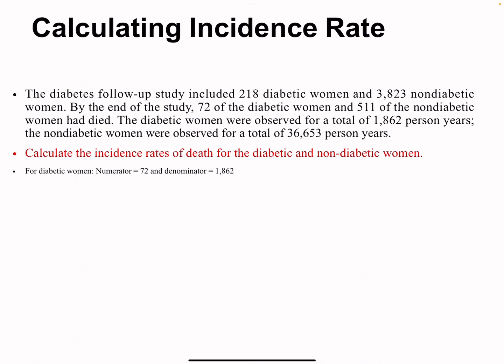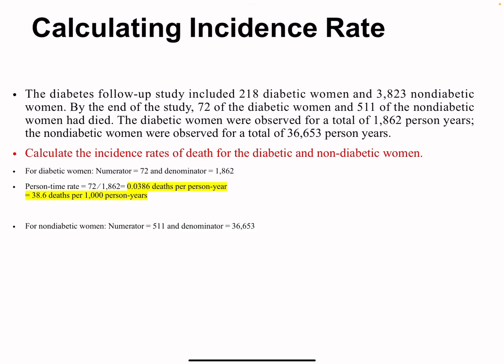First, for diabetic women, the numerator will be 72, while the denominator is going to be the total person-time of diabetic women. So the person time rate is equal to 72 divided by 1,862, and this is going to give us 0.0386 deaths per person per year. If we want to do this per 1,000 persons in a year, we are going to multiply it by 1,000. So it is going to be 38.6 deaths per 1,000 person per year.